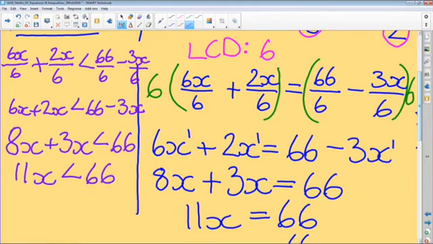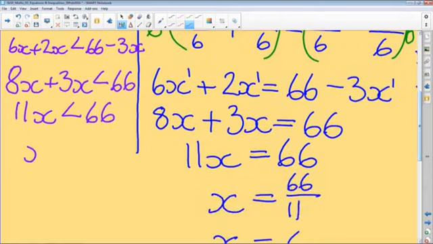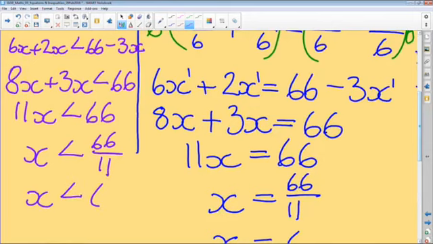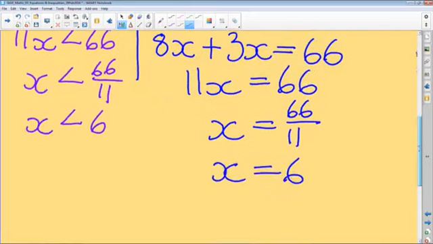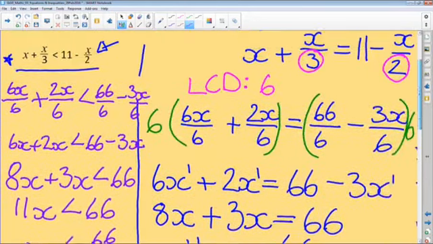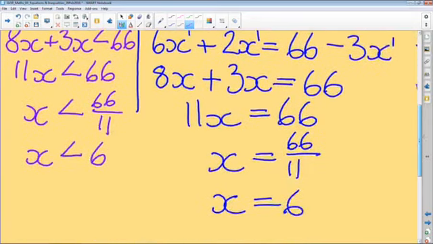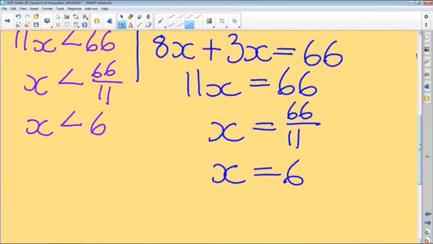And now I'm going to get rid of the 11. It's multiplying the x, which means it's going to divide. 66 divided by 11, well, we've just done it, and we got an answer of 6. Now, if we examine the calculations, they are exactly the same. Absolutely the same. Nothing different.